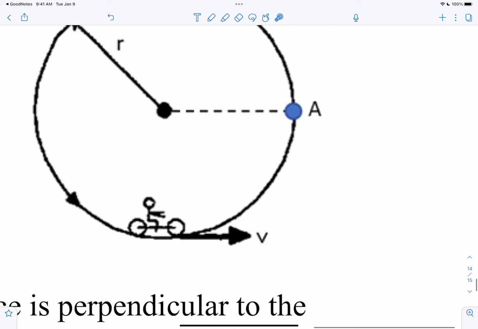So if I am at this location here and I want to continue moving upwards, static friction force has to point upwards in order to keep me or allow me to propel upwards in this direction.